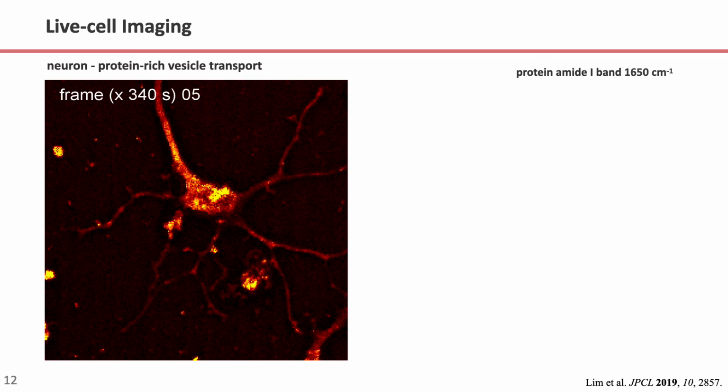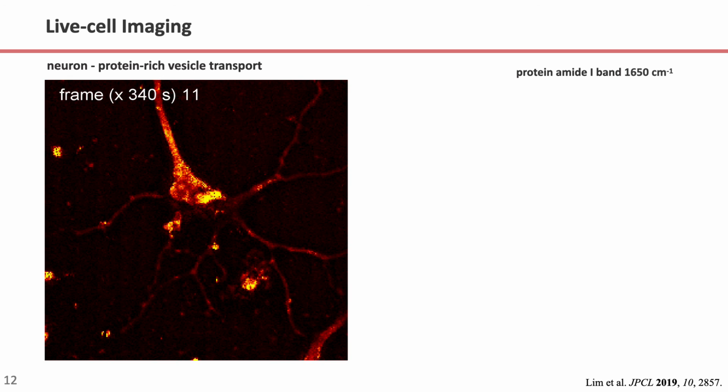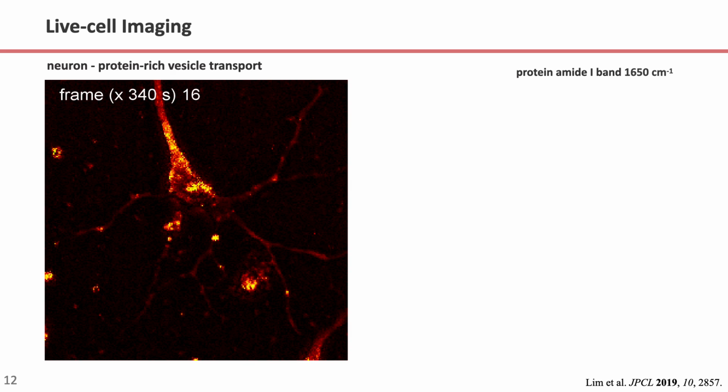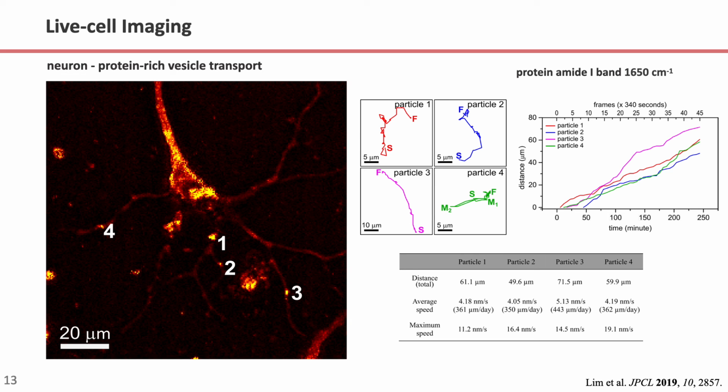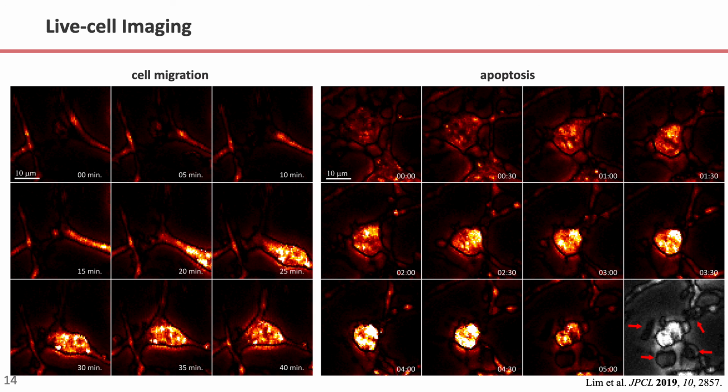In the case of neurons, vesicle transport through the axon branch is also observed. Like here, from the starting point to the middle and final point, the protein-rich vesicles moved. In terms of numbers, they moved about 10 to 20 nanometers per second with some kind of directional movement. So far, we have observed various cellular behaviors with our mid-IR photothermal microscope. As you can see here, the cells can migrate and they pass away naturally.